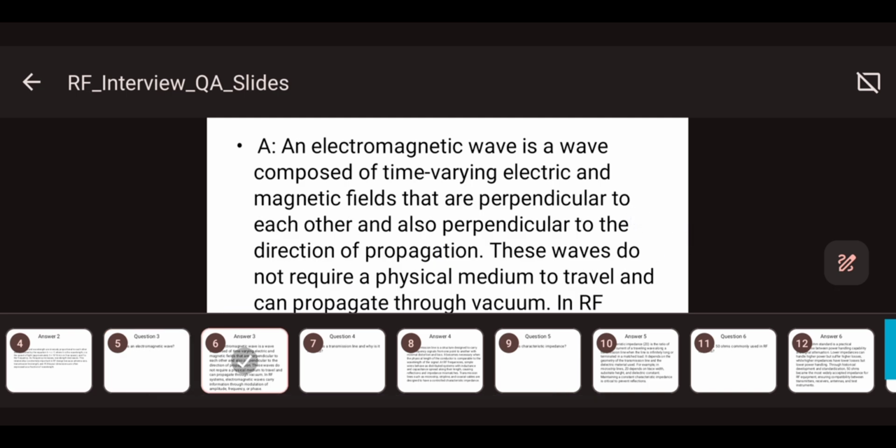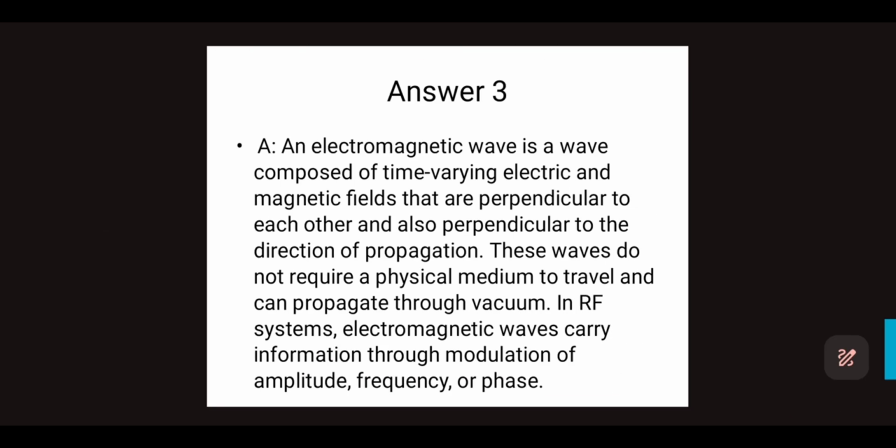It says an electromagnetic wave is a wave composed of time varying electric and magnetic fields that are perpendicular to one another and also perpendicular to the direction of propagation. These waves do not require a physical medium to travel. As we have discussed in our previous slides, they can travel in free space and can propagate through vacuum. In RF systems, electromagnetic waves carry information through modulation of amplitude, frequency, or phase.